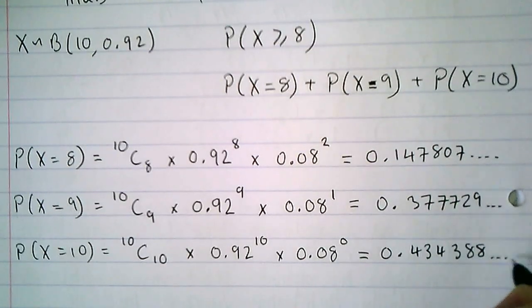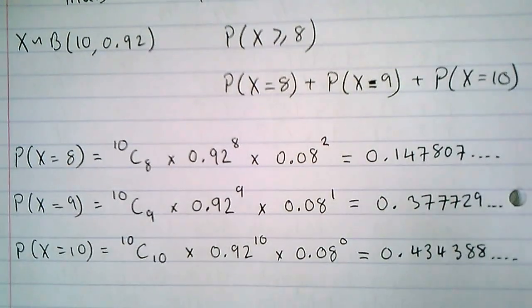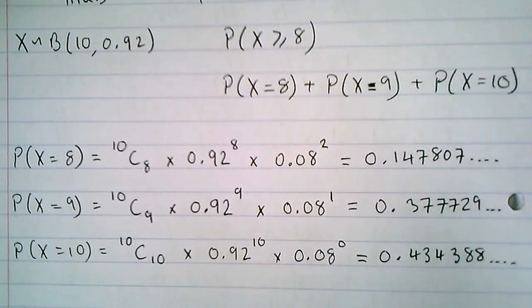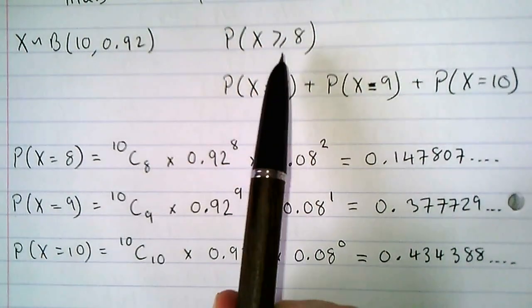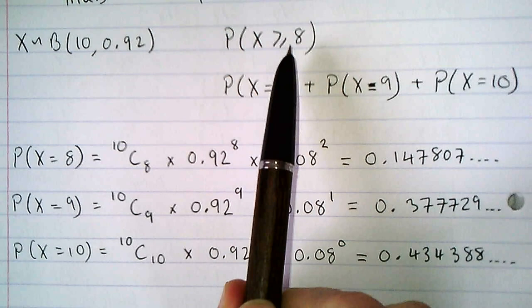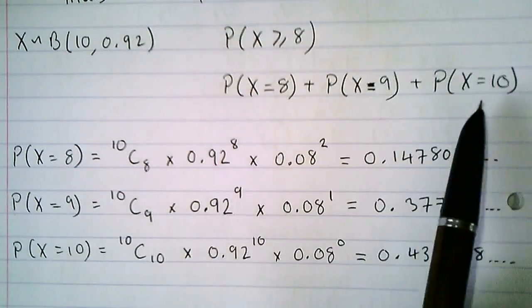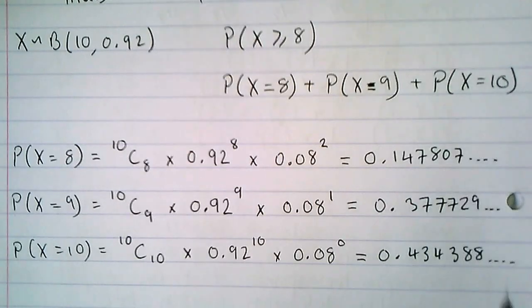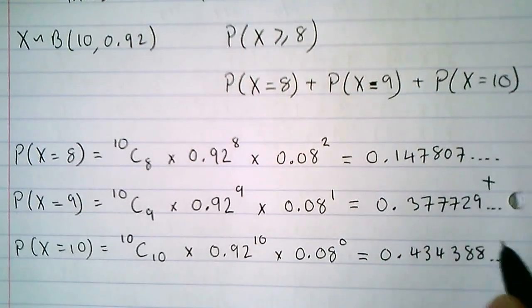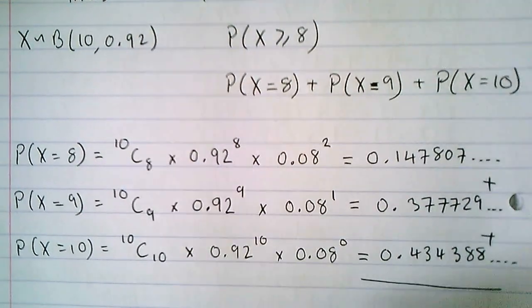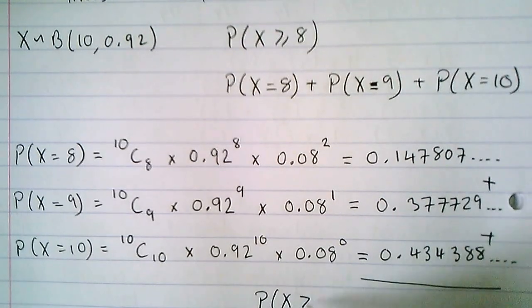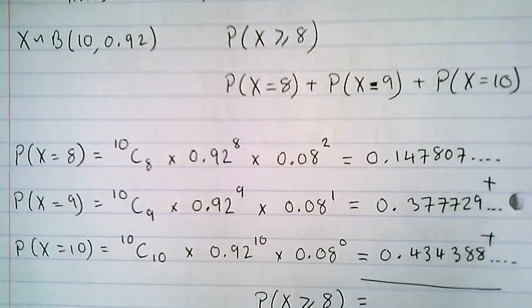0.434388... Now, as we said before, if I want to find the probability that this cures at least 8 of them, so that's greater than or equal to 8, so 8 is included because it said at least 8, then I need to add together these three things. So we're going to add these three together to get our probability that x is greater than or equal to 8.